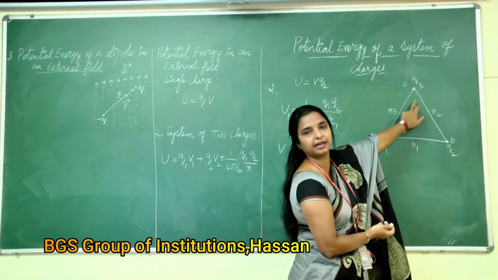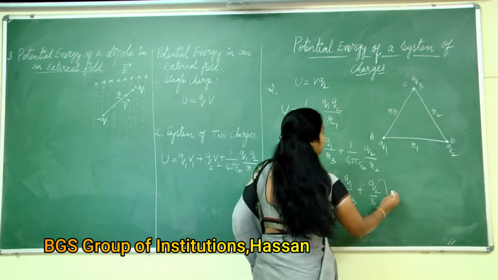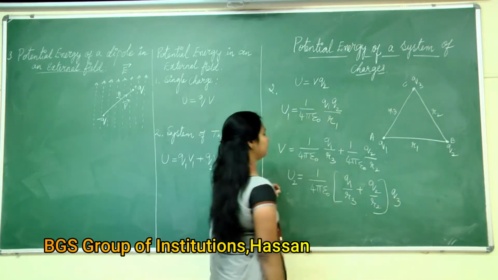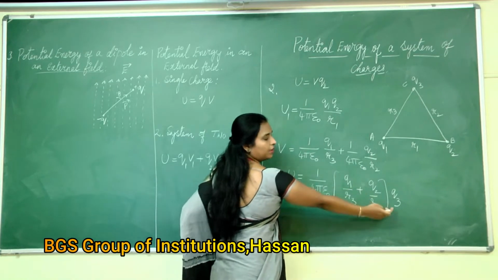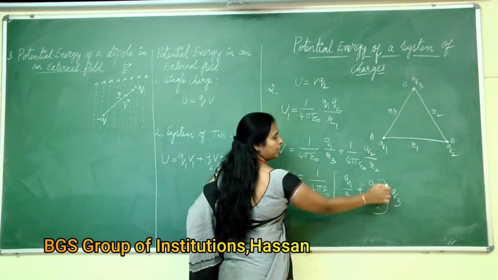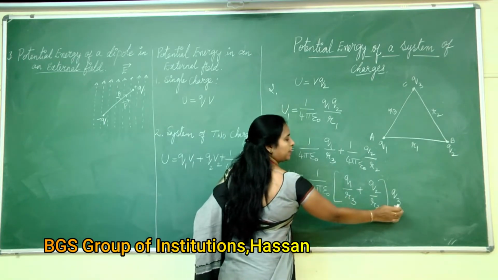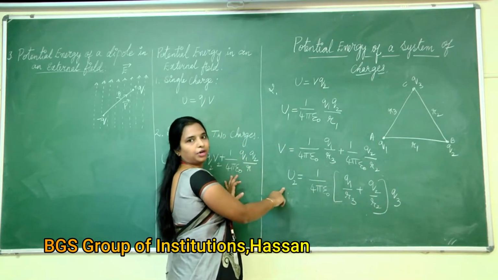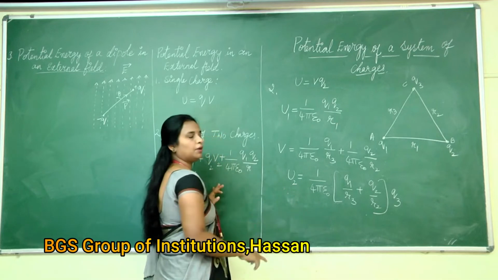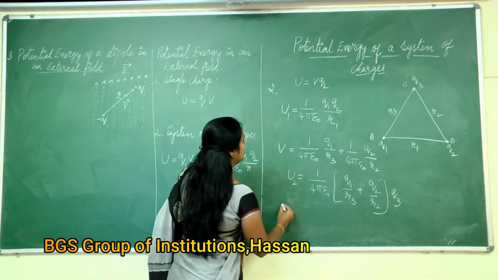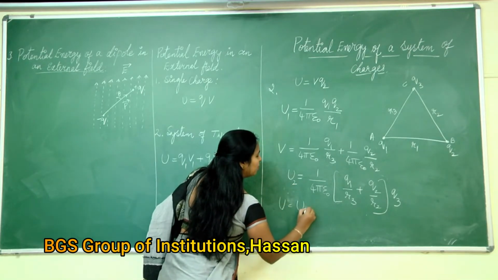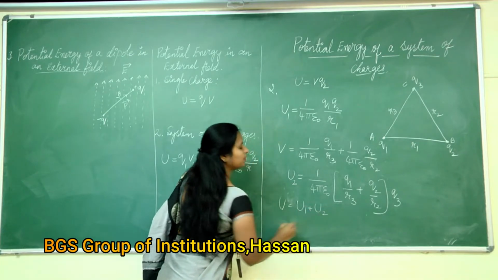Into which charge are we calculating the potential energy? Q3, multiplied by Q3, isn't it? V into Q3. This whole term is nothing but the potential, and multiplying by Q3 will give us the potential energy. Now the total potential energy is U is equal to U1 plus U2, isn't it?